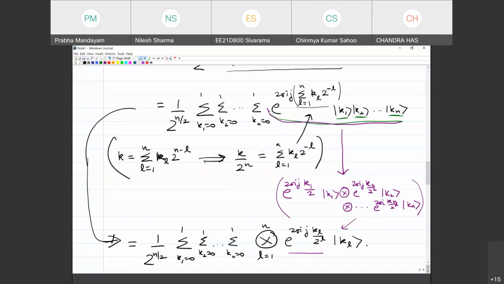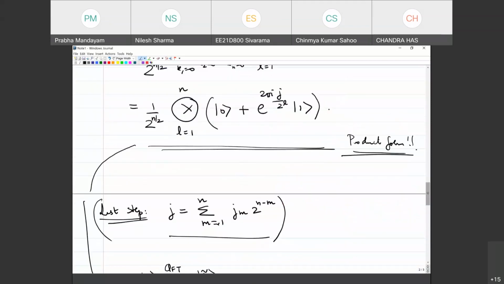So this is the key step, that this exponent becomes a sum, which can then be written as a product, and that essentially implies that this part becomes a tensor product. Then all that remains is to sum over each ki value of 0 and 1. So in each tensor product, you notice that there is a superposition of this form. And like I said, that's it. This is the product form. Now you're simplifying it further by realizing that this j can be written as a sum of powers of 2 like this. And then that gives you this form.